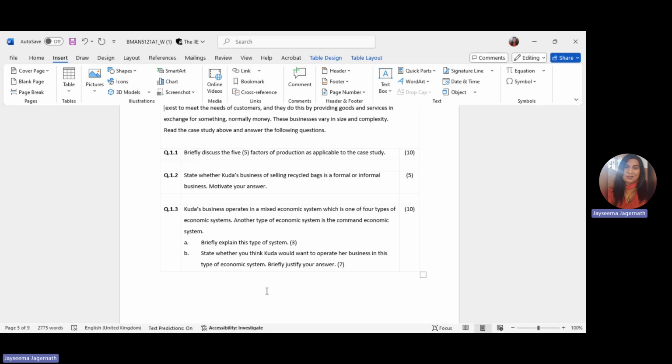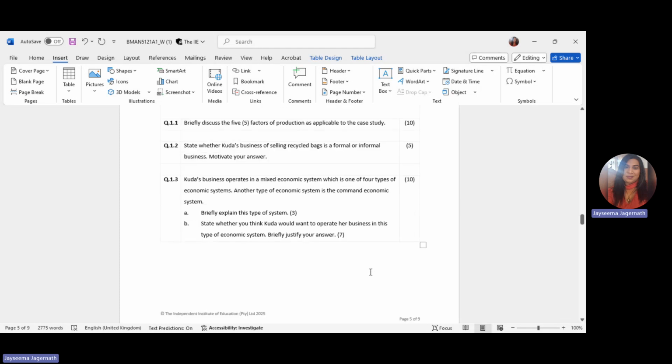Please be guided by the marking or the score that you will receive. So if you see for question 1, it's 10 marks, and it asks you to briefly discuss the 5 factors of production as applicable to the case study. So there you're going to get 1 mark for listing the factors of production and 1 mark for discussing each of them, right? If you look at 1.2, you are asked to indicate whether it's informal or formal. 1 mark for listing informal or formal, and then 4 marks for explaining why and motivating from the case study. So please be guided as to how much you need to write and the points that you need to provide for each question.